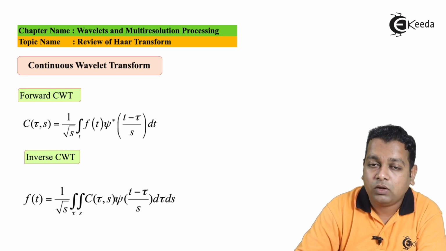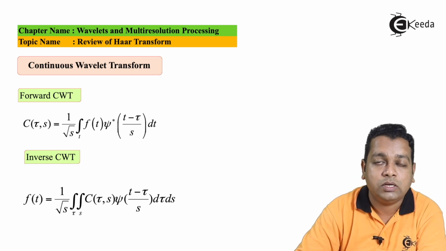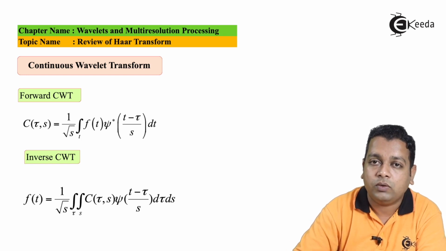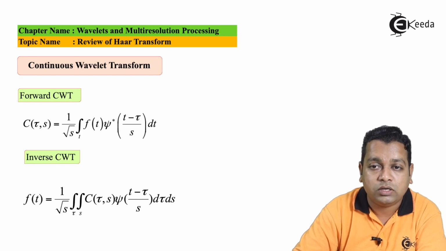The inverse one gives f of t in the time domain, or in our image case, the spatial domain representation, obtained by 1 upon root s, the integrals with respect to tau and s. Here C of tau and s is the domain representation of the wavelet in continuous type, multiplied by the wavelet function psi as a function of (t minus tau) divided by s, into the differentials of tau and s.